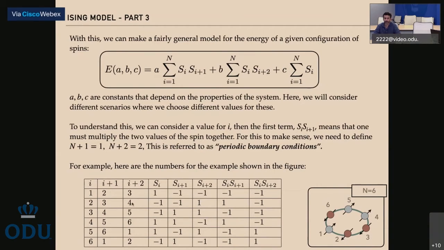Here we had little tables explaining what the products of S_i times S_(i+1), as well as S_i times S_(i+2), look like for different spins, for this example where we're running i from 1 through 6. I would encourage you to look at this closely so you have a good understanding of what each one of these terms is doing.